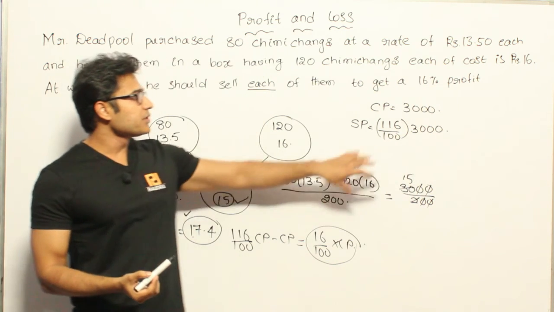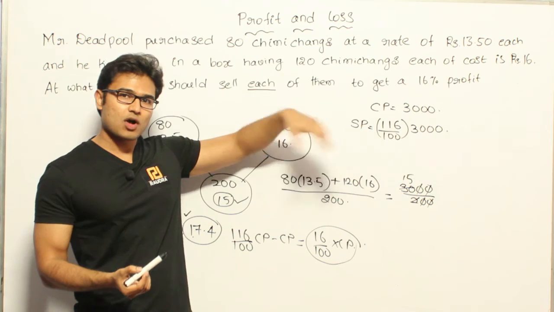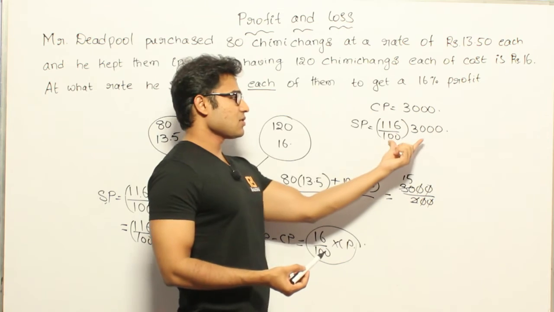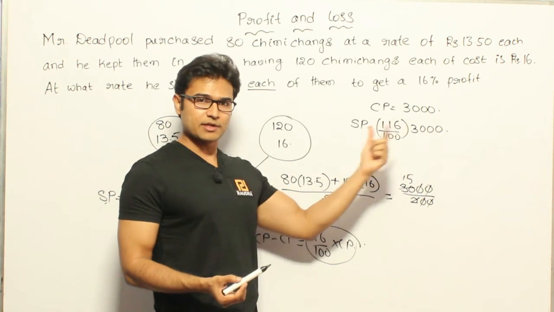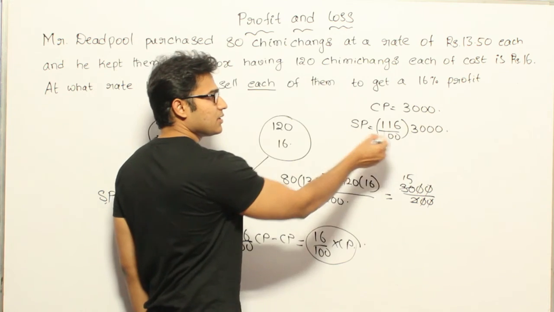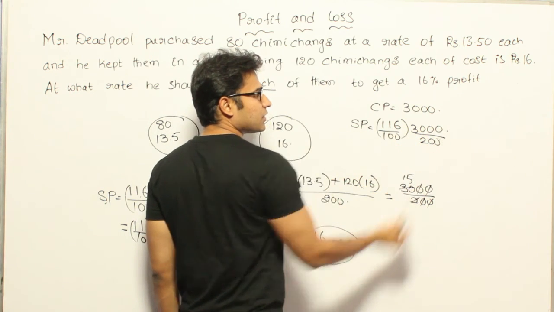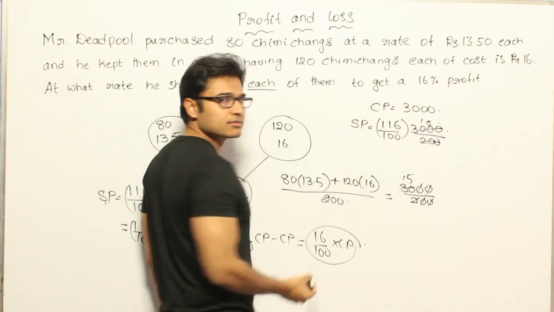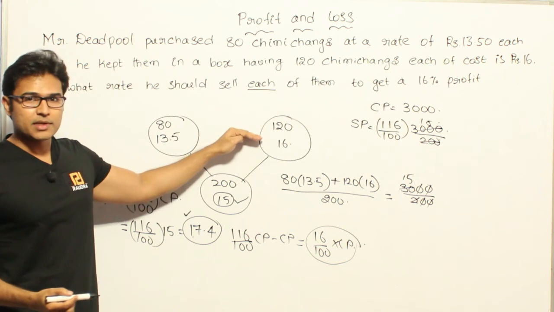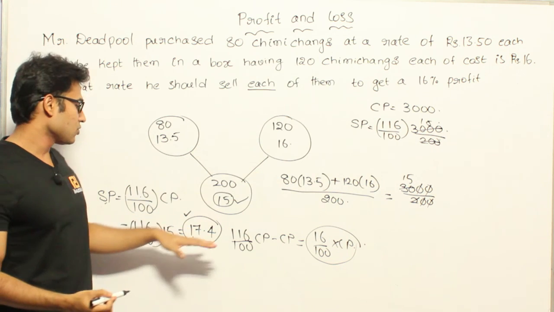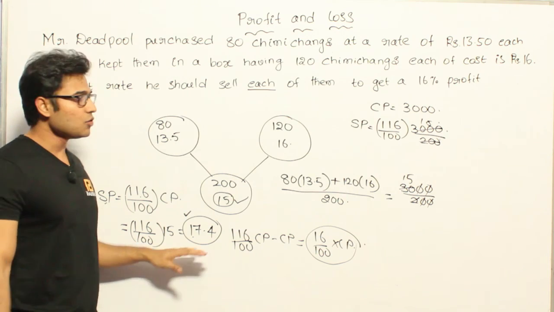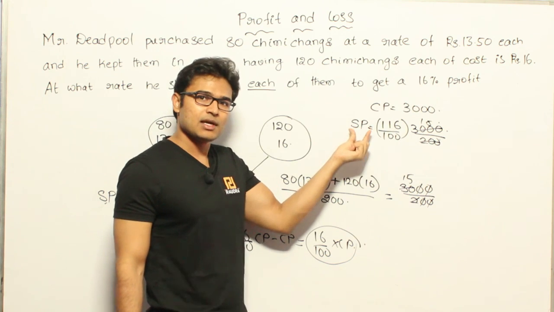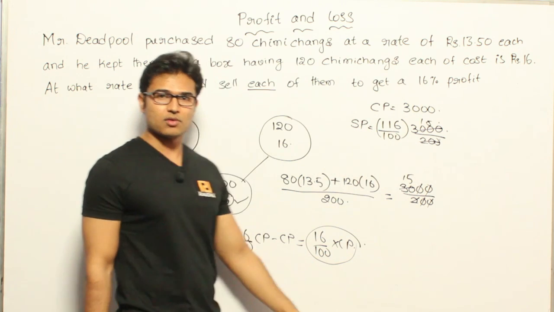Got it? Now what about this? This is the selling price of all the 200 chimney chunks, right? Now if this is the selling price of all the 200 chimney chunks, then what will be the selling price of one chimney chunk? It is nothing but this one divided by 200, right? And again you are going to get the same answer. Are you getting this? Even though I have computed the cost price per chimney chunk and then found out the total profit per chimney chunk, you could have done it directly by finding out the total cost price and the total selling price and then dividing by 200. Anyway, you can do it. Okay, fine.